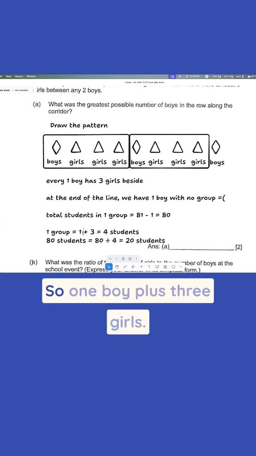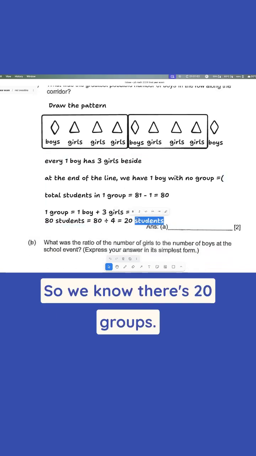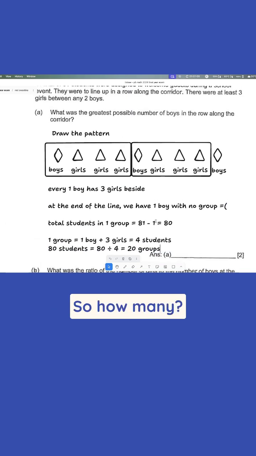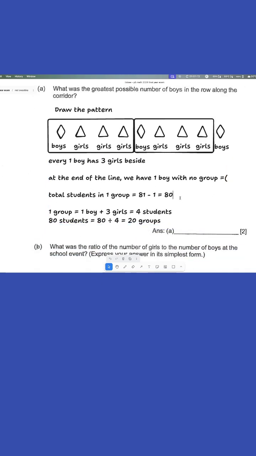So one boy plus three girls, in this case over here, is 4 students. So we know there are 20 groups over here, so 80 students, 20 groups. So what is the greatest number of boys? That means for this case over here, let me write this as well.